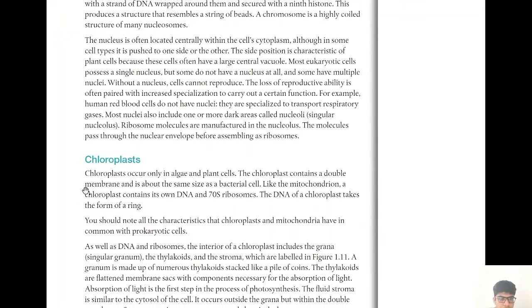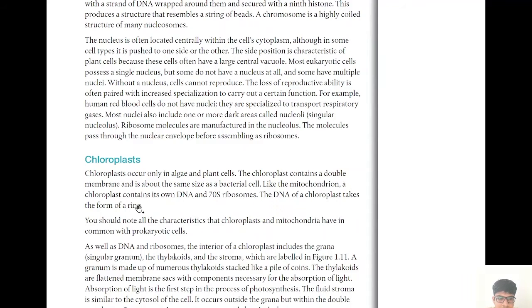And now here we have the chloroplast. Chloroplasts occur only in algae and plant cells. Human beings do not have chloroplasts, and animals do not have chloroplasts. Birds also don't have chloroplasts. Fish also don't have chloroplasts. A chloroplast contains a double membrane and is only the same size as a bacterial cell, like the mitochondria. The chloroplast contains its own DNA and 70S ribosomes.